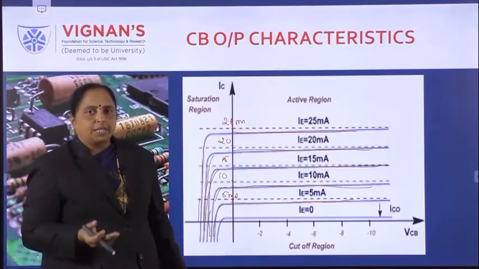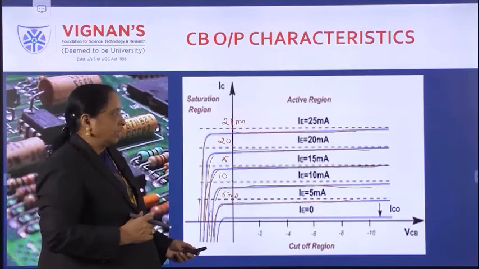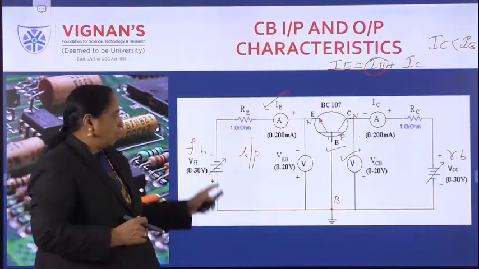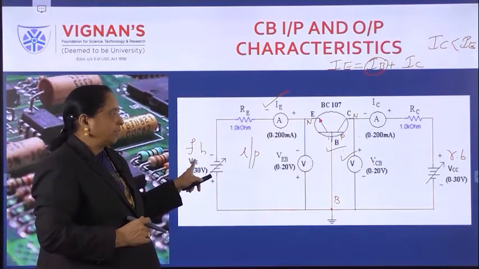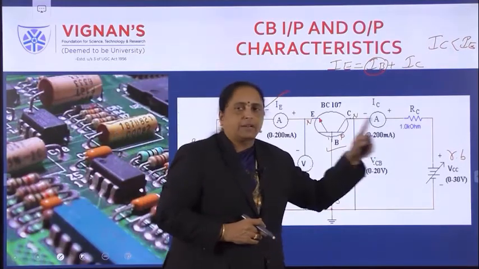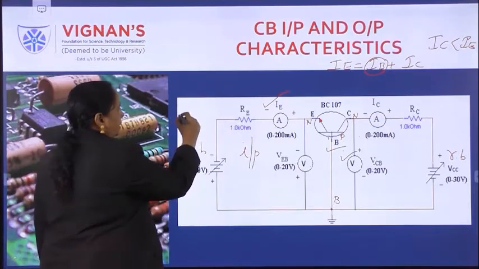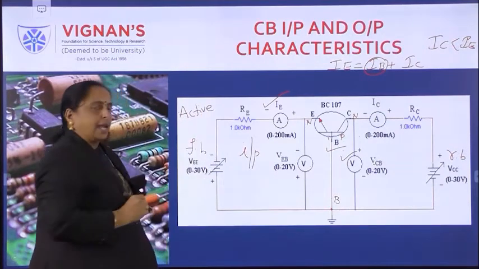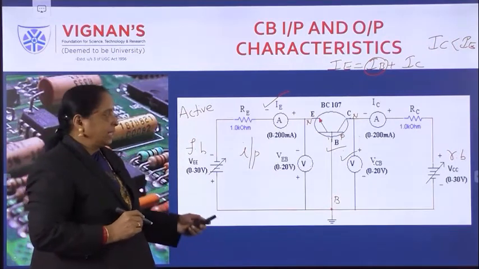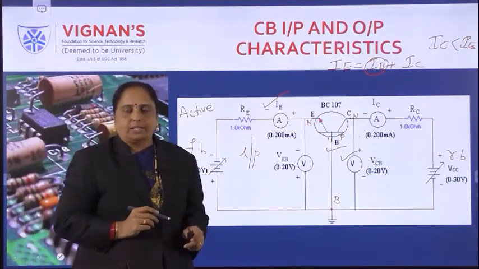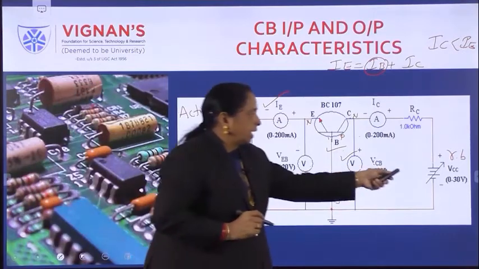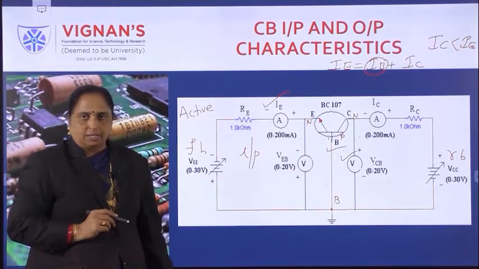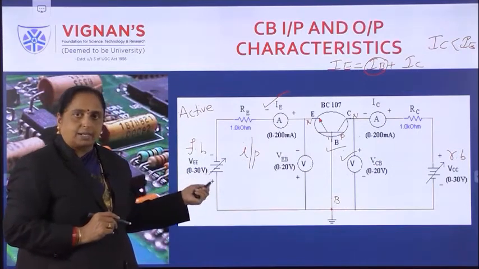Cutoff region means both the emitter junction and collector junction are reverse biased. See here in this common base configuration, what is the connection? Input is forward biased, output is reverse biased. So this type of connection is known as active region. But here I'm talking about the cutoff region. Cutoff region means the collector junction and emitter junction both must be under reverse bias condition.